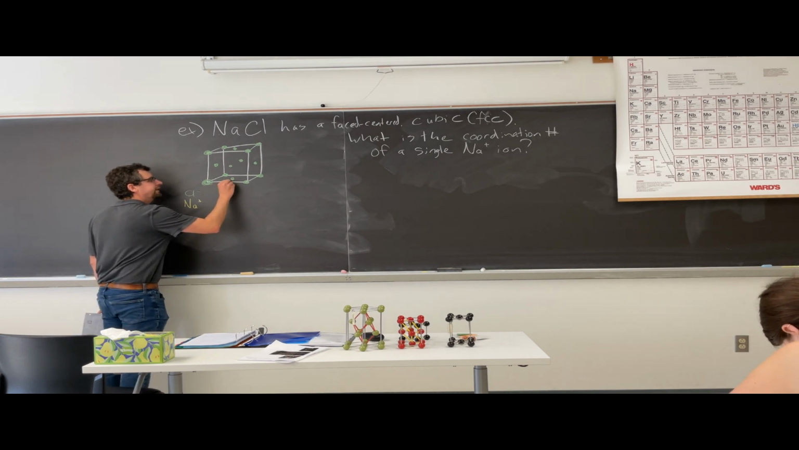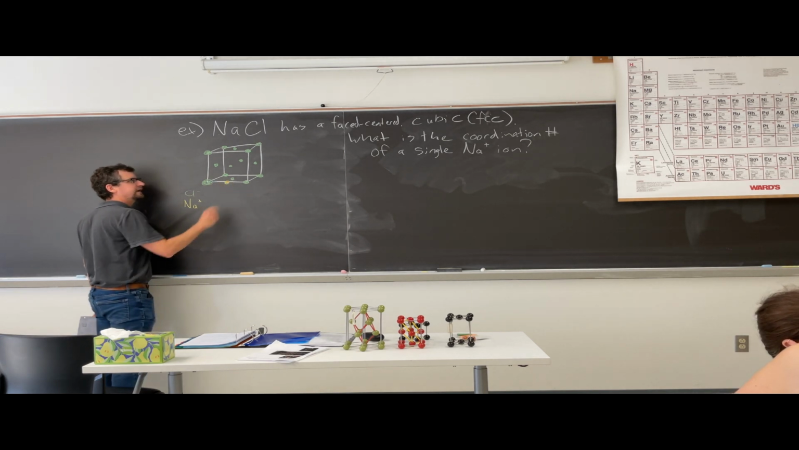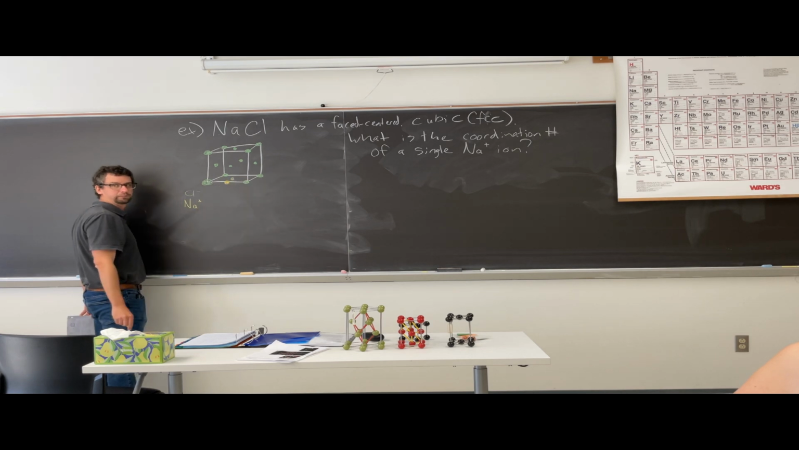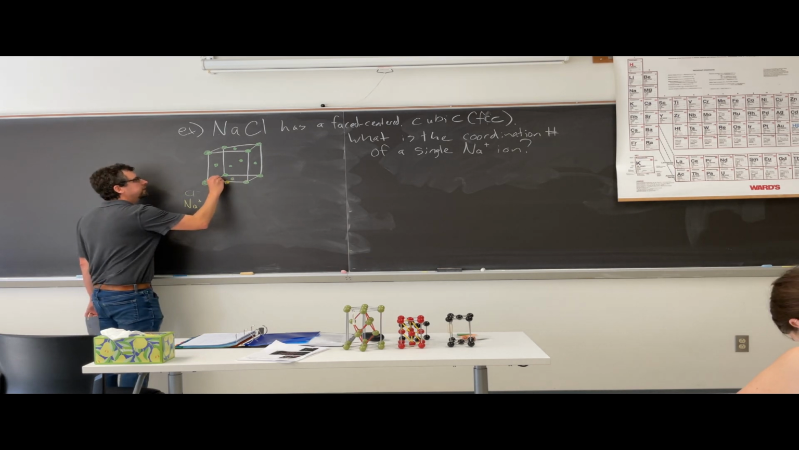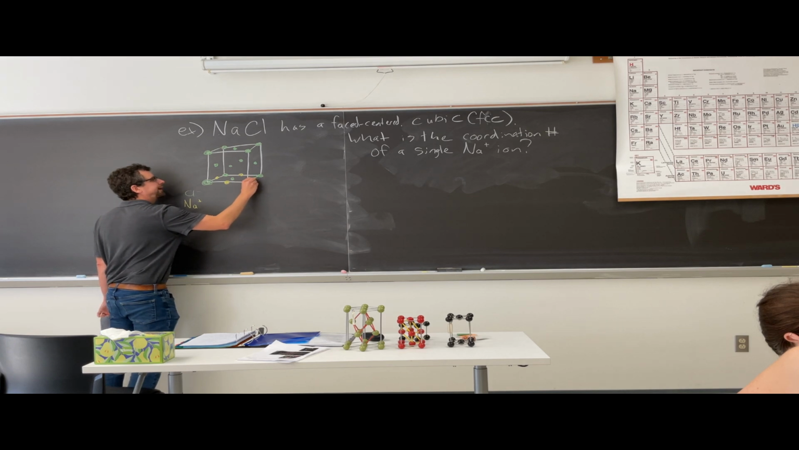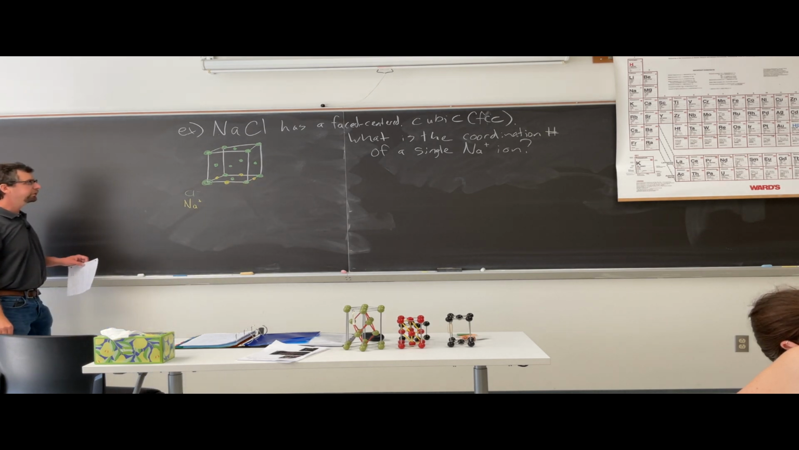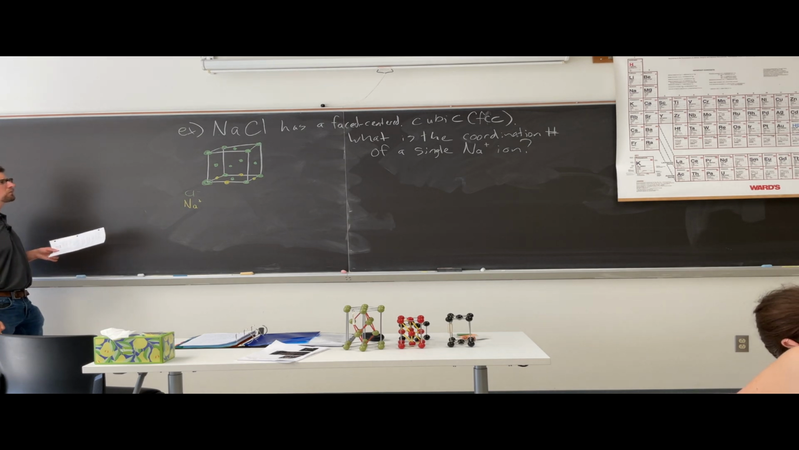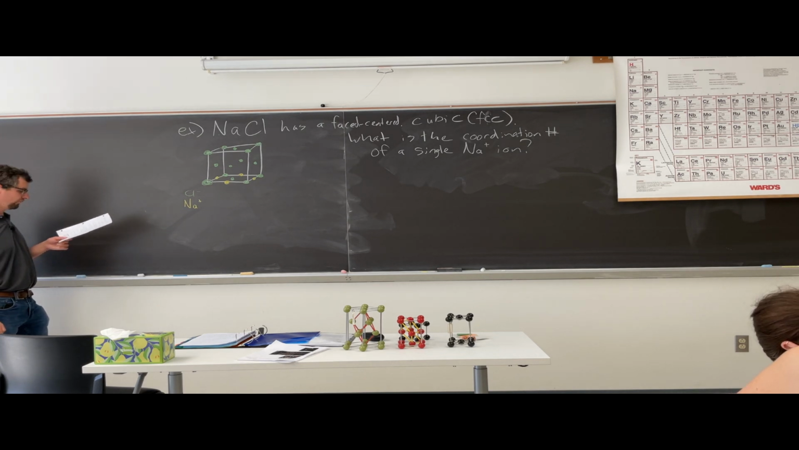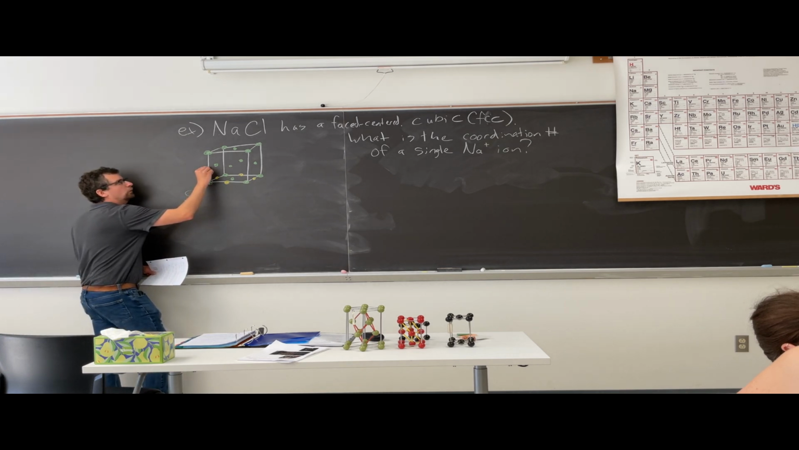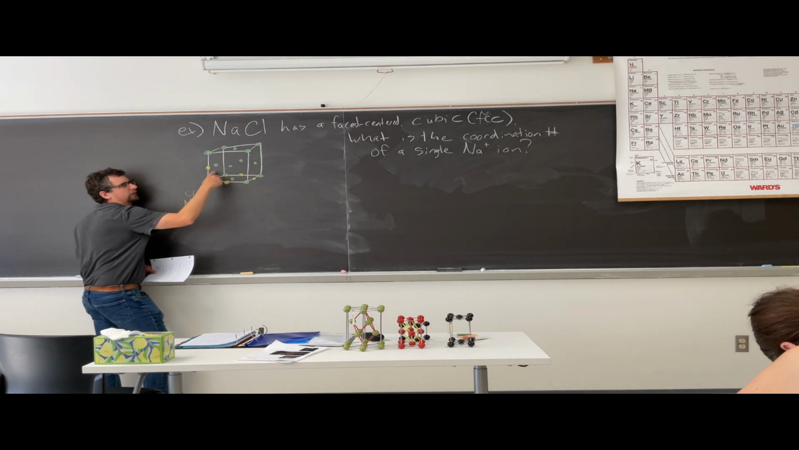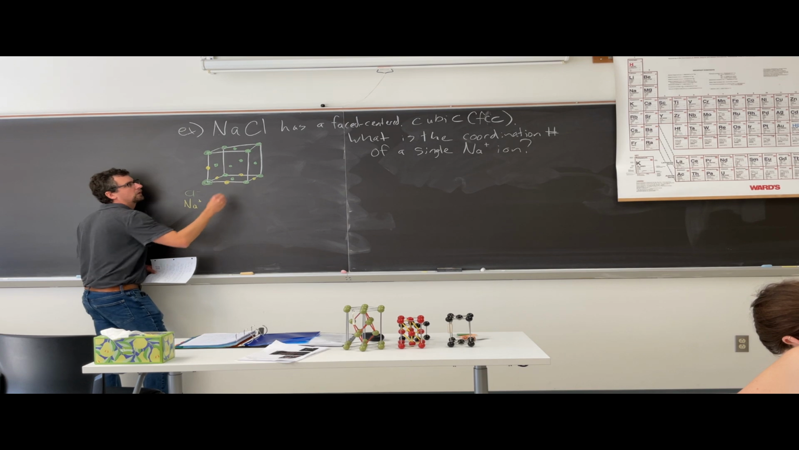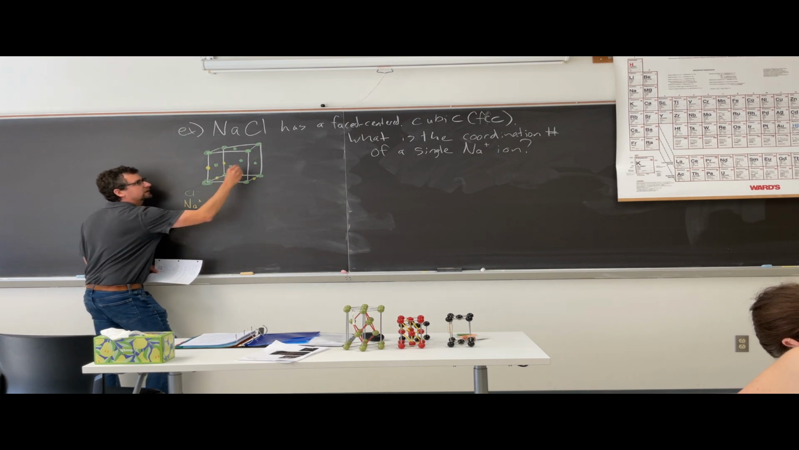Yep, so one there, which means how many more do we need in this bottom plane? Yep. Okay. What do we need? Where do we need the next ones? Mm-hmm. One here. So how many in this plane where those four chlorines are? Yep, there's four in total, one at each of those edges.